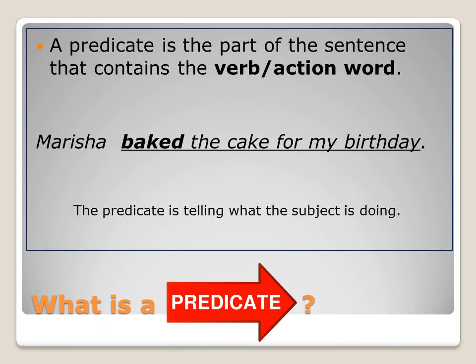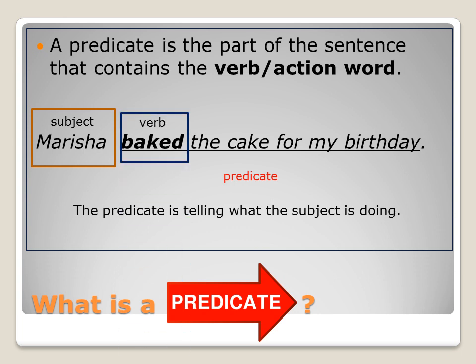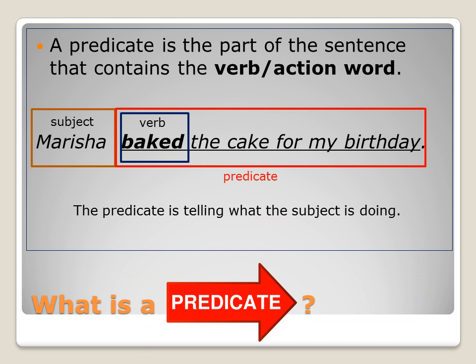Marisha baked the cake for my birthday. Marisha is the subject because that is who or what the sentence is about. Baked the cake for my birthday is the predicate. We know that because it starts with the word baked. The rest of the words, the cake for my birthday, modify that verb or give descriptions about it. So that entire part, outlined in red, baked the cake for my birthday, would be the predicate.